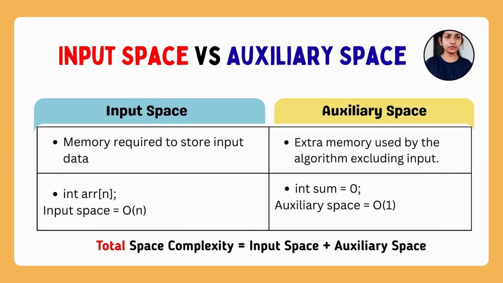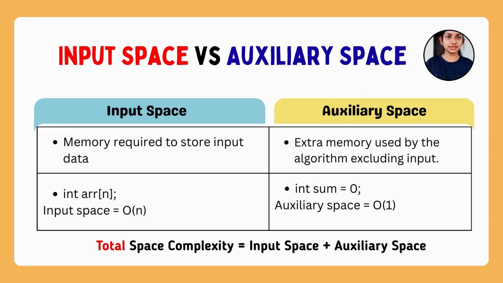Now let's talk about a very important topic: the difference between input space and auxiliary space. When we calculate space complexity, we divide memory into two parts. First one is input space and second one is auxiliary space. Input space is the memory used to store input. Example, int array of size n. If n increases, memory also increases. Input space is O(n).